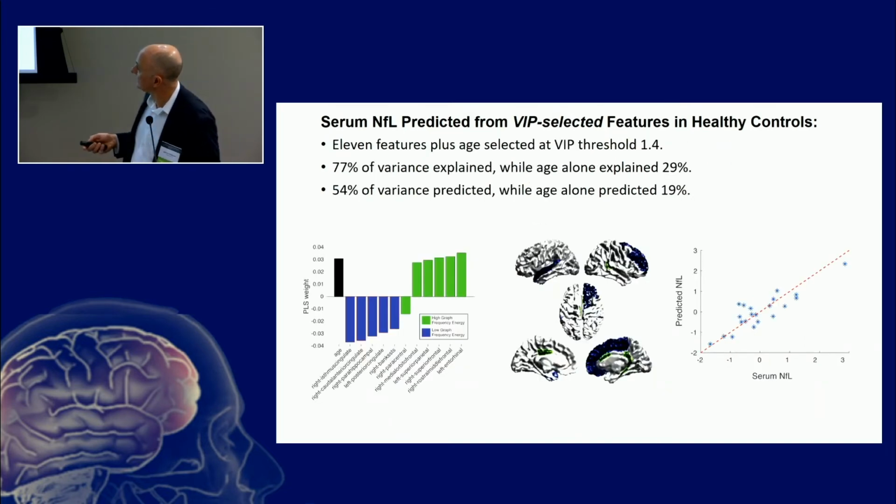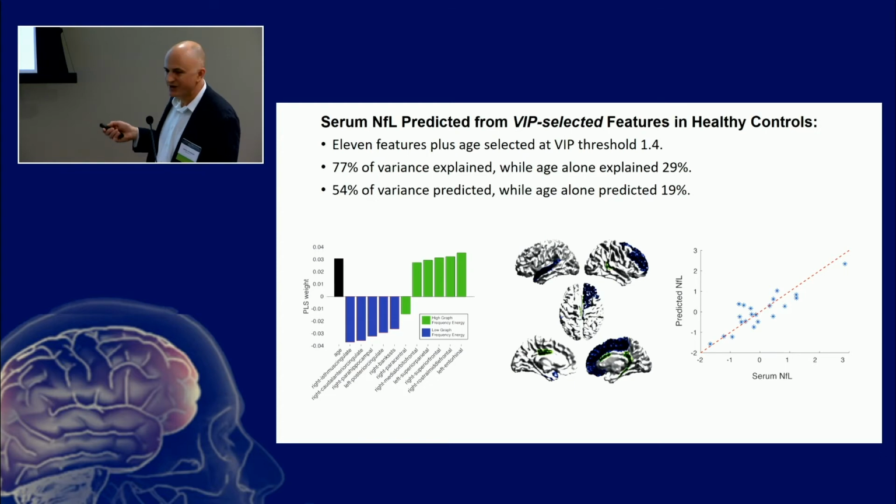And it was quite significant in that with this model, which now is represented in terms of which brain areas survived that filtering plus age, we were able to predict serum NFL levels very well with 77% of the variance explained. This is surprising given that age alone in the healthy control population, the thing that is most commonly associated with variation in healthy controls, only explains 29% of the variance. And similarly, our predicted variance with this model is 54%, while age alone explains just, or predicts just 19%.